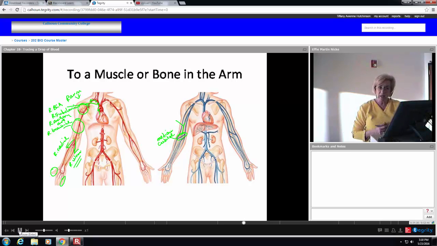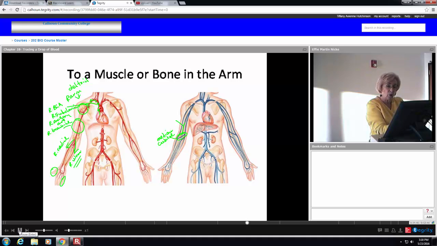So an example would be, once we've traced our pattern again, that's always the same, from the right atrium, the right ventricle, out to the lungs, back to the left atrium, left ventricle, and out the aorta. If we're going to go down the right arm and we're going to go to the deltoid, then we're going to say aorta, maybe aortic arch. You don't have to say that. Then you're going to take the first exit, which is what?